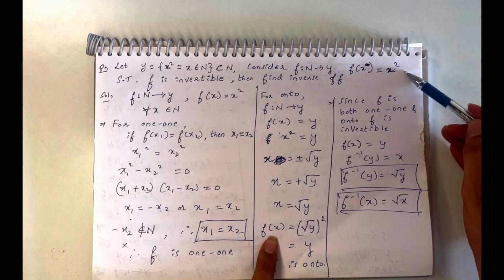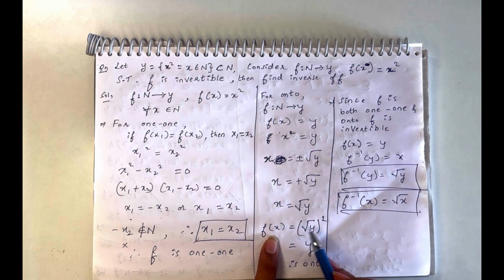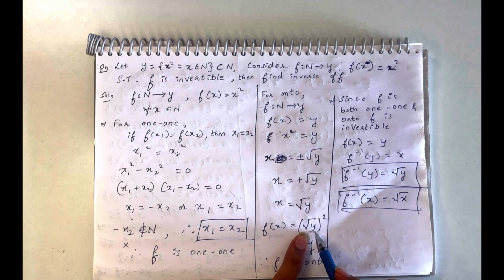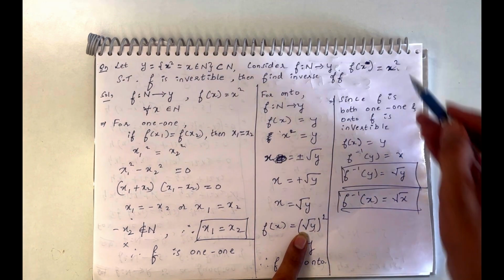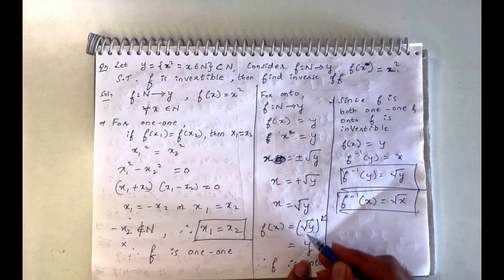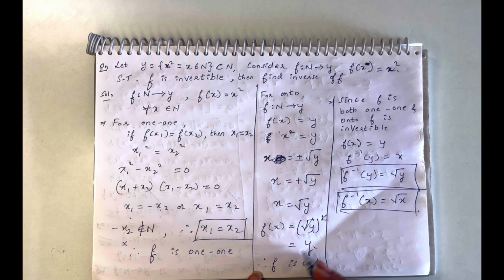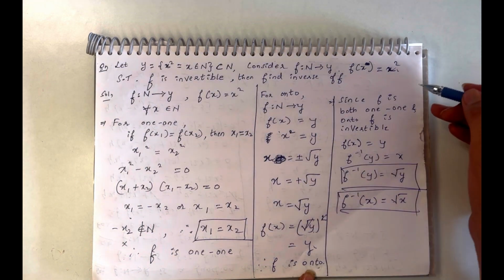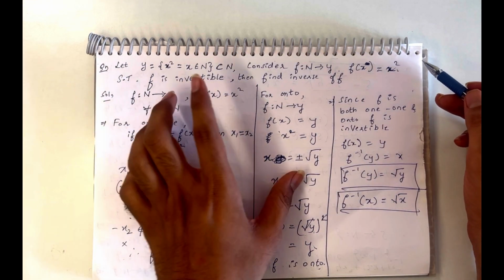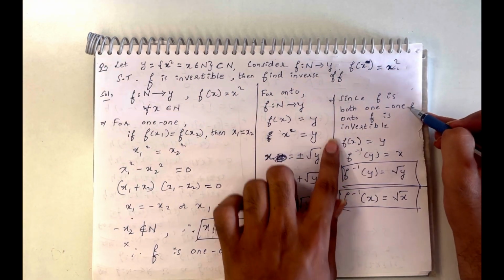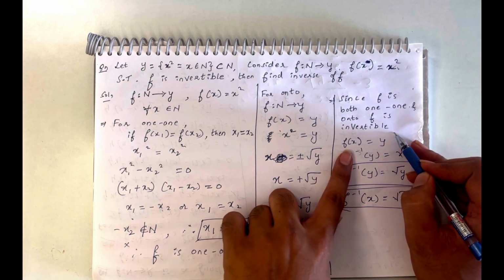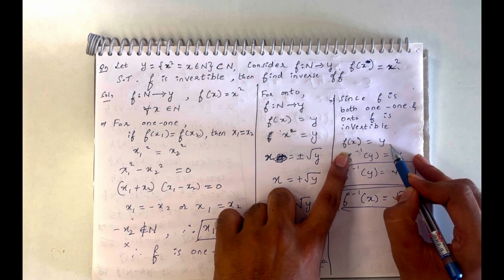And I know f(x) is equal to x square. In place of x, substitute root y, so the whole square, the root and square will get cancelled, you will be left with y. So f(x) is equal to y, therefore f is onto. Since f is both one-one and onto, f is invertible.